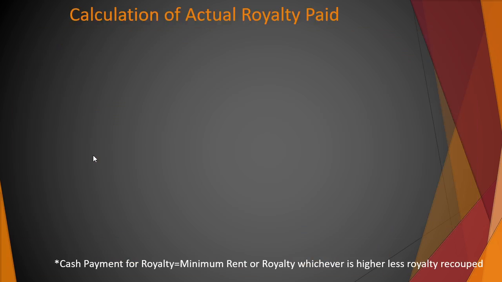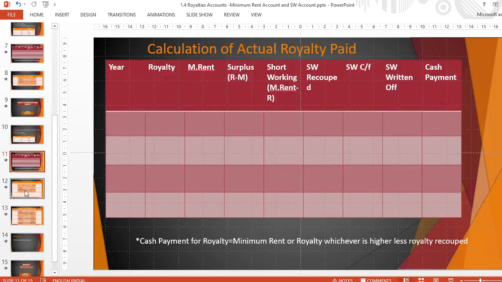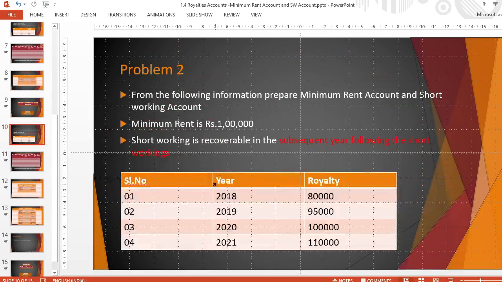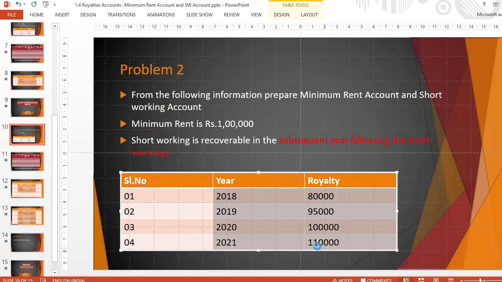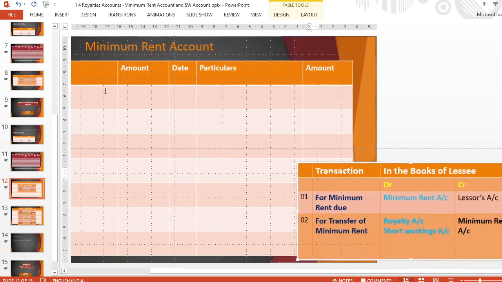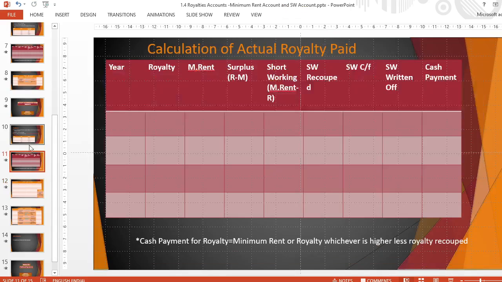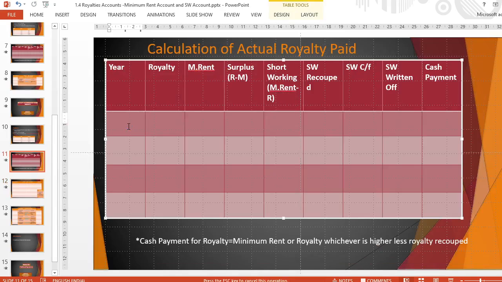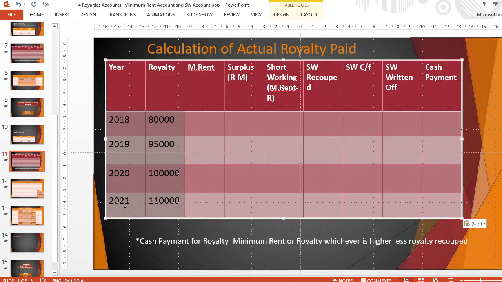So I'll copy these things. Year and royalty, 2018 to 2021, and the royalty directly they have given, I have considered. Here I have skipped the column of output because there is no need to calculate royalty once again. They are given directly, they are not given output.